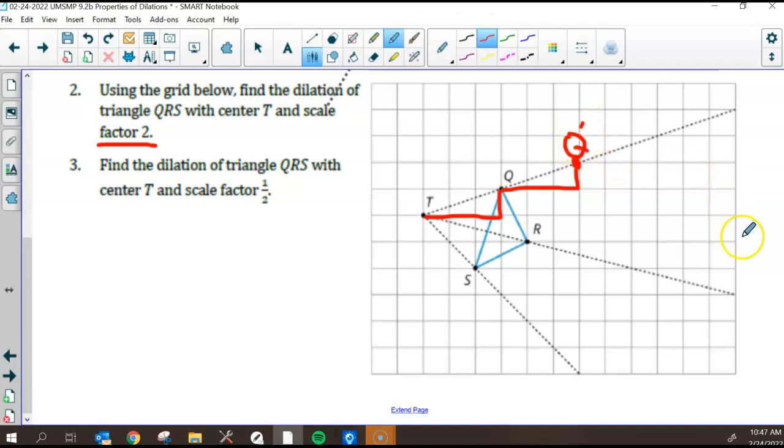Yes, Emery. Nope, look at problem 2. Scale factor is 2. 2 first, and then is a scale factor of 1/2. Don't skip this one. I'm going to repeat that same process for R.